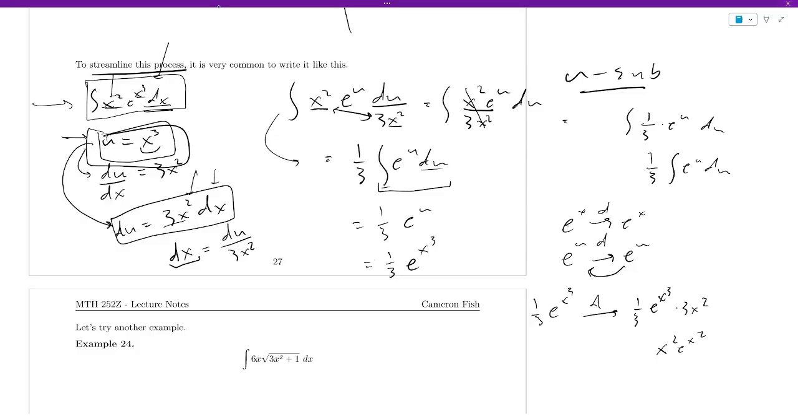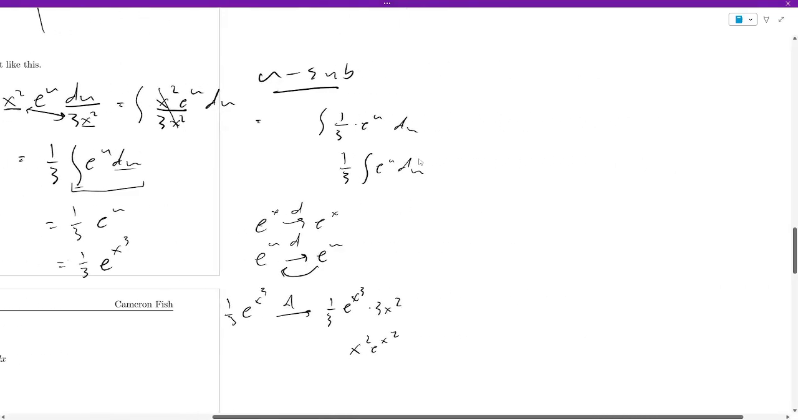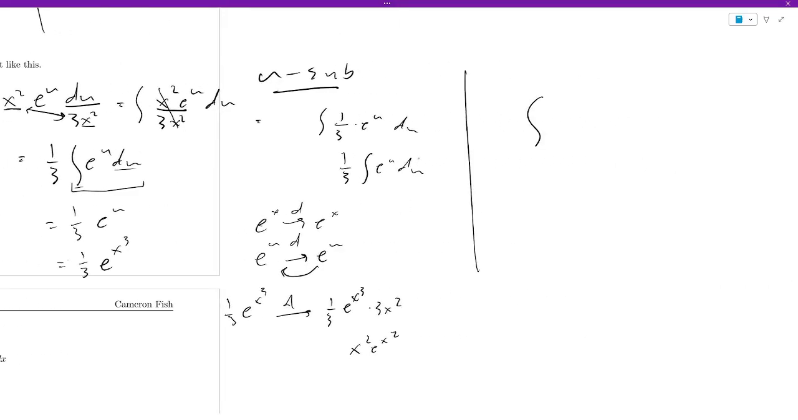There are only so many u's you could even pick. If we think about this integral we started with, the integral of x squared e to the x cubed, it's an exercise worth doing: what are all the possible u's you could pick? u could be x cubed, that's what we did. u could be x squared. u could be x. u could be e to the x cubed. u could be x squared e to the x cubed, just the entire original thing. u could be a part of the original thing, x e to the x cubed.